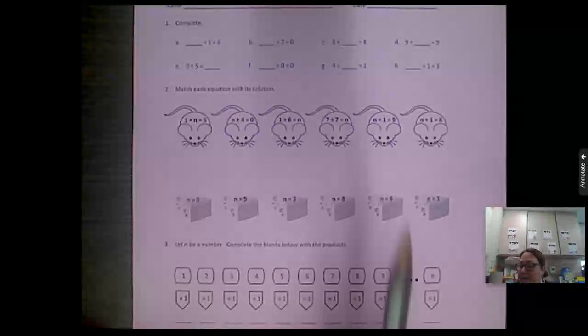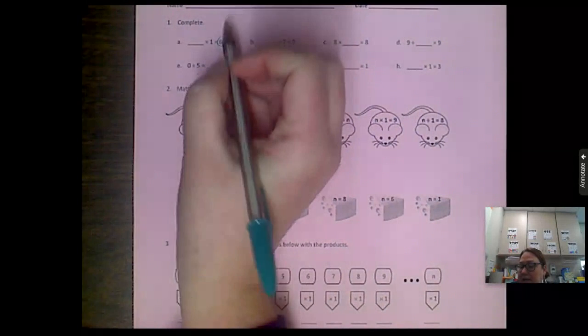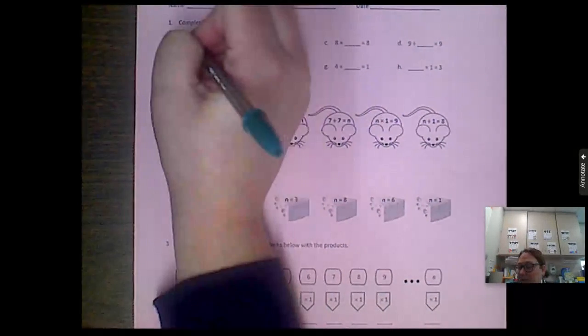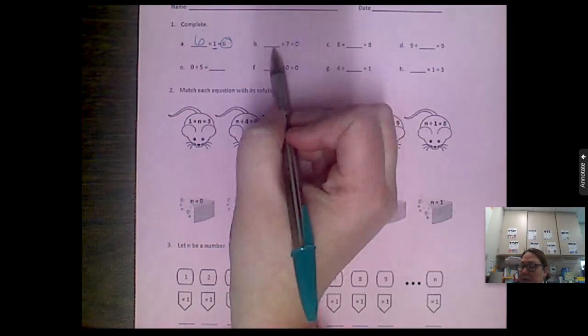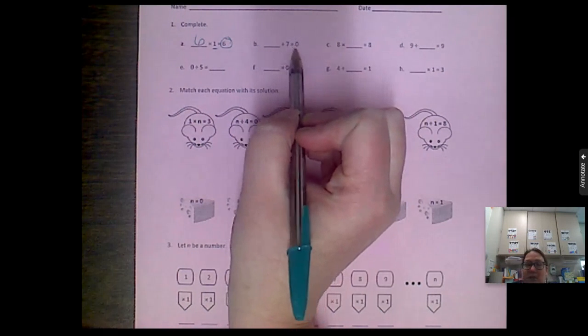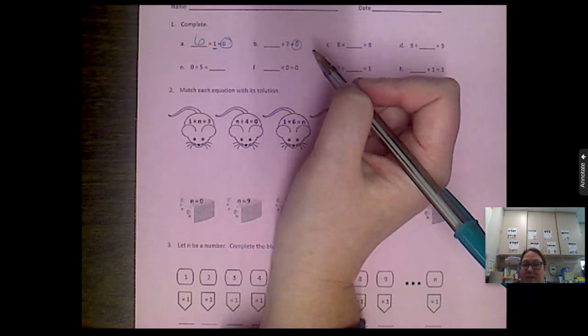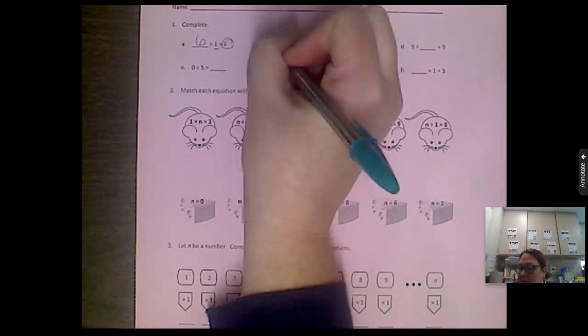So if we look at A, we have blank times 1 equals 6. Well, if my answer is 6, and I'm multiplying times 1, what would this answer be right here? It would be 6, right? So 6 times 1 equals 6. Blank divided by 7 equals 0. Well, if my answer is 0, how would I get that 0? What would this number be right here? It would be a 0 also, right?